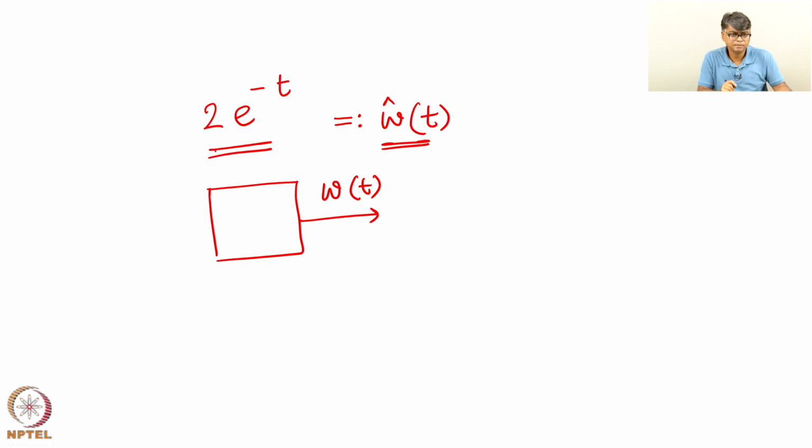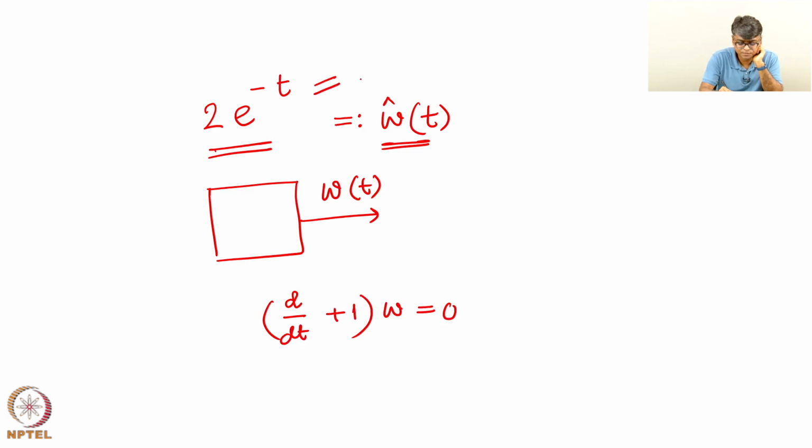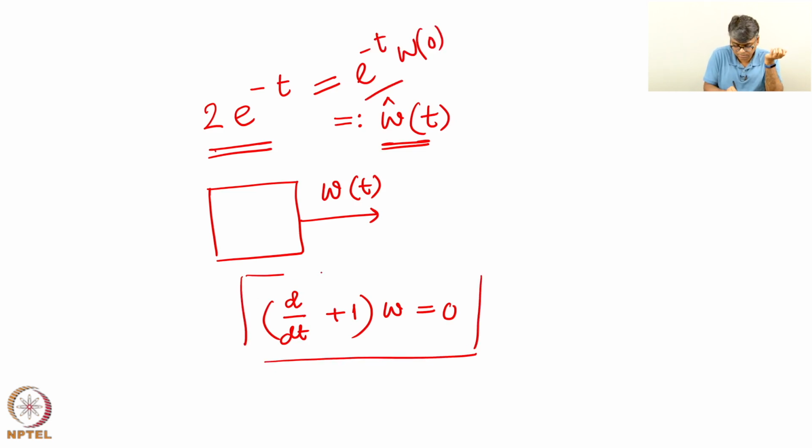What is the law that will explain this? If I assume that my system is given by a linear ordinary differential equation with constant coefficients, can you tell me what is the equation that explains this data? Obviously, just by looking at it, you know that the system's equation must be (d/dt + 1) w equal to 0. What gave you this idea? Because this looks like a form we know, e to the power minus t times w0. We know from the formula that this is what it must be.